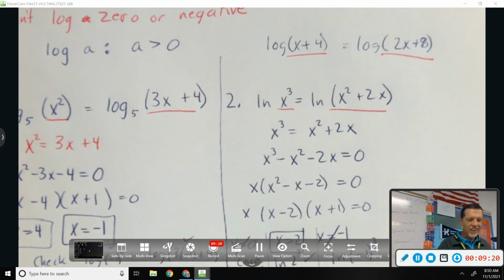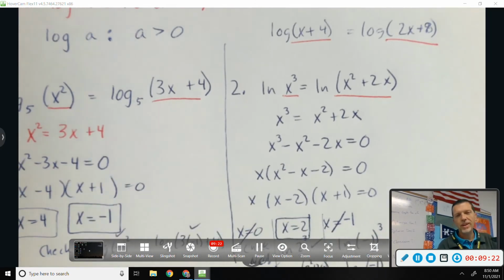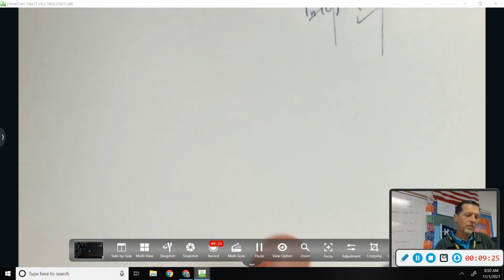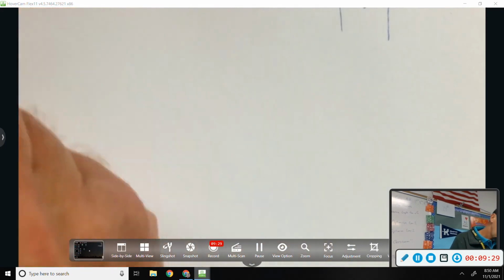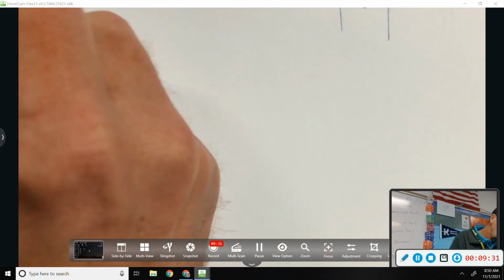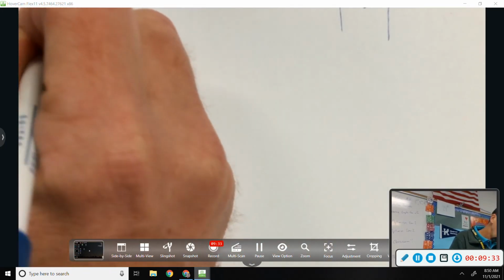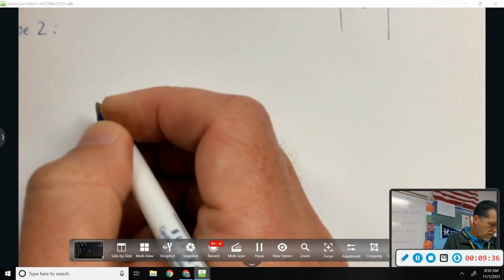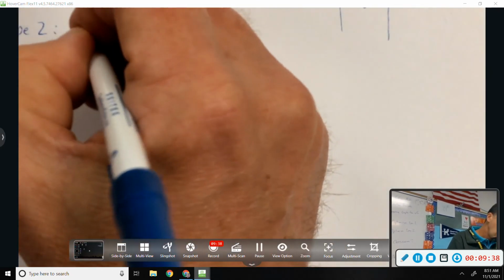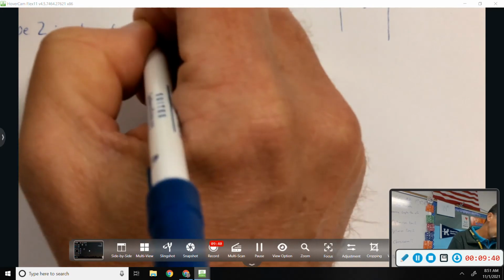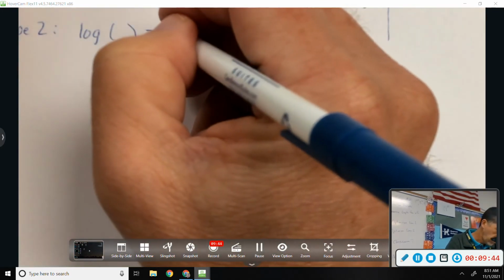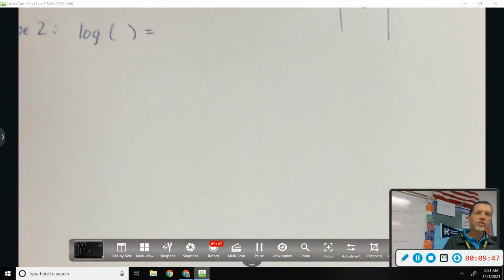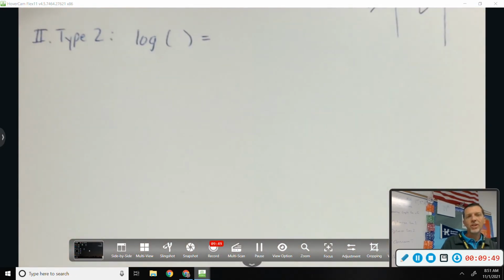All right, those are the easy ones. We like those because, again, they become not log equations at the first step. Let's see how to phrase this. Type 2, log equals not a log, just a number.